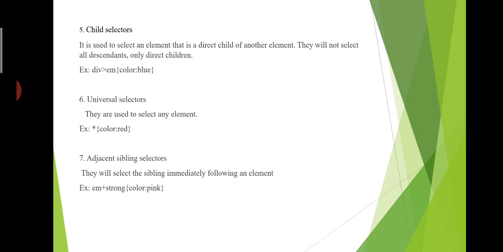Adjacent sibling selectors, the last one. Adjacent sibling means the immediate next child. They will select the sibling immediately following an element. For example, if there is a first element and then a second, the second one will be selected as the adjacent sibling, not the third. So this is nothing but the selector forms.